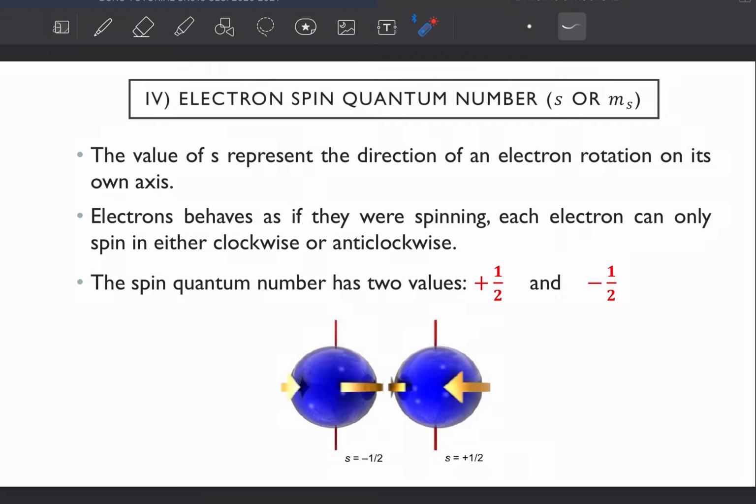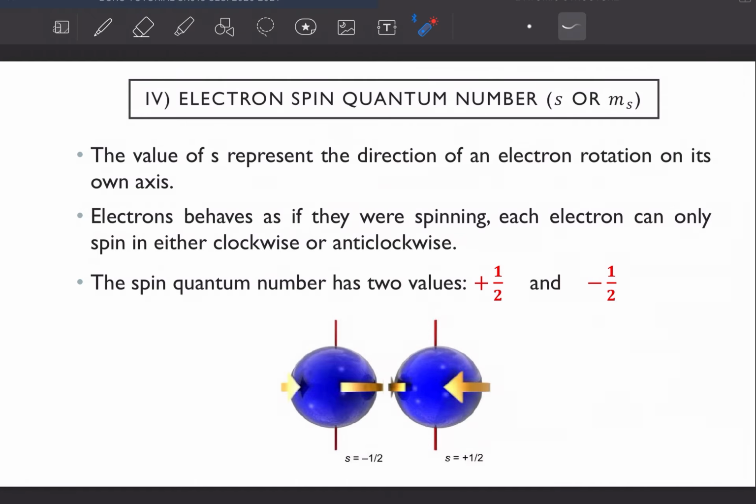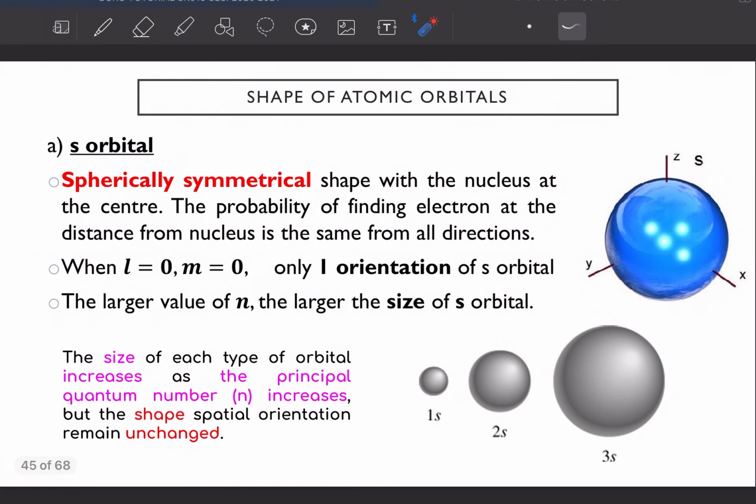So contohnya, if you have PX orbital. Okay, kalau dia plus half, contohnya kita cakap plus half tu clockwise kan. So awak punya electron kat sini, dia pusing ke arah clockwise. Okay, clockwise ke sana. Dia pusing macam tu. Okay, itu dia punya electron spin. Kalau minus half maksudnya dia pusing ke arah sana lah, anti-clockwise. Okay, so electron spin awak ada 2 je value, plus half dengan minus half.